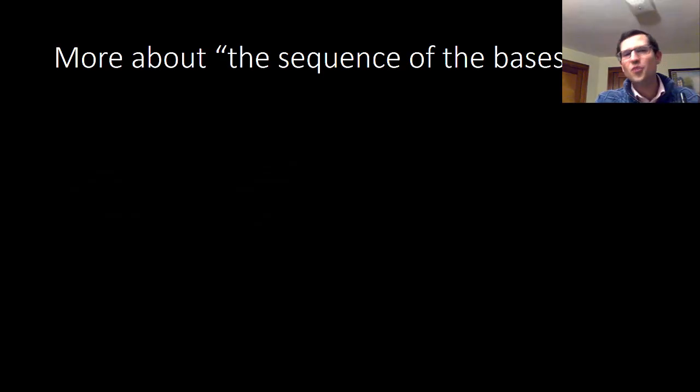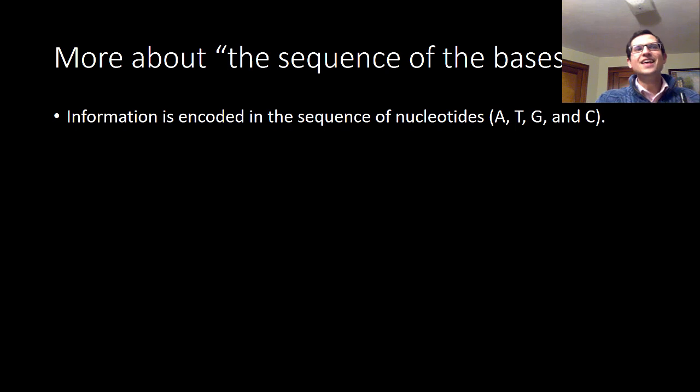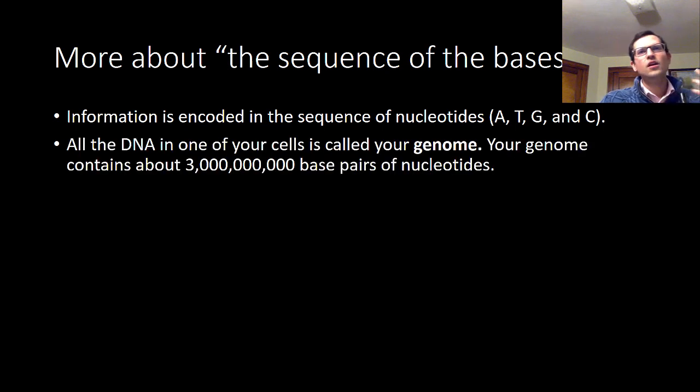So, a little more about the sequence of the bases. The information in your genome is encoded in the sequence of these bases. In other words, do we see AAA, TGC, CG, CCA, or do we see GCC, TAA, AGC, TT, ACC? All right, what's the order of the letters?